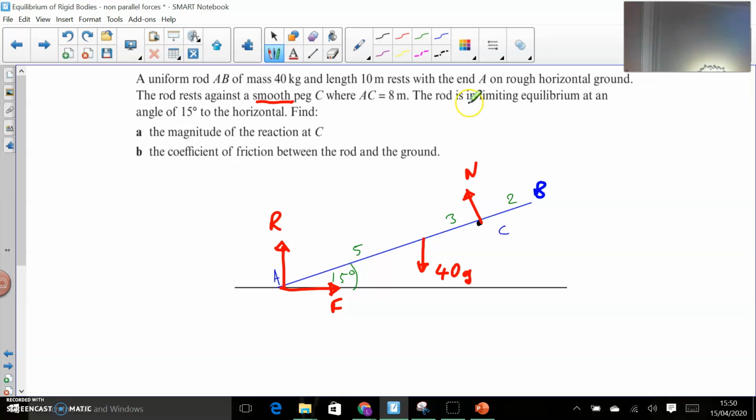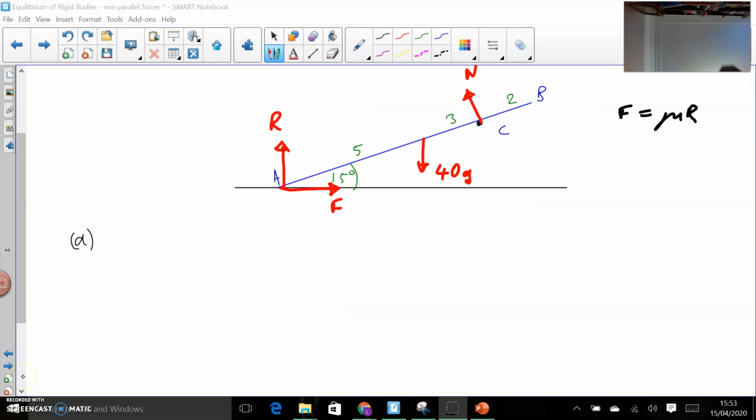Now it also says that the rod is in limiting equilibrium. If you remember, what that means is it is just about to slip at A, and when it's just about to slip, friction is at the maximum value, and F equals mu R. And the two things we have to find are the magnitude of the reaction at C, so we need to find N, and the coefficient of friction between the rod and the ground, mu.